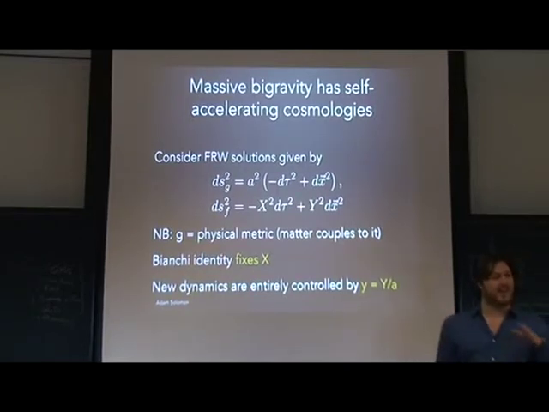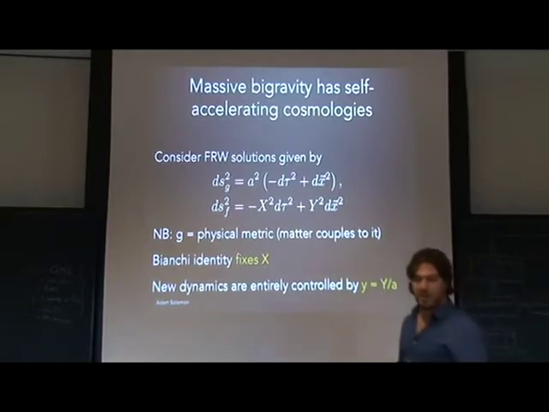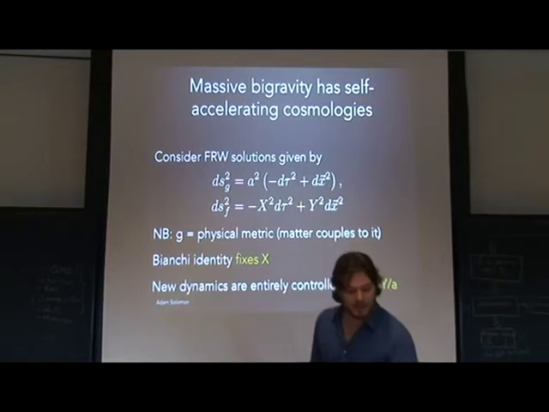The dynamics are fairly nice. The Bianchi identity imposes a constraint which fixes X, on a certain branch, in terms of the Hubble rates of the two metrics. And then the dynamics are entirely controlled, as Yashar mentioned, by this ratio Y, which is the ratio of the two scale factors. So once you know that, everything else follows.